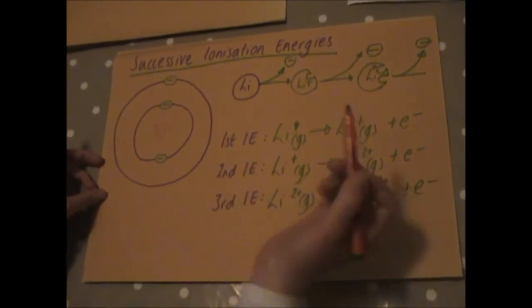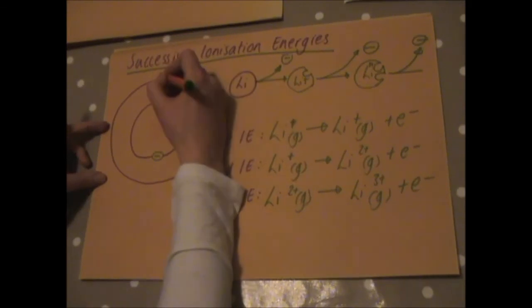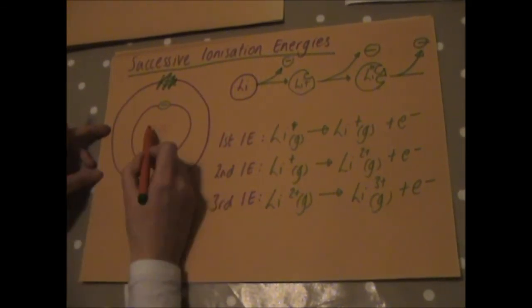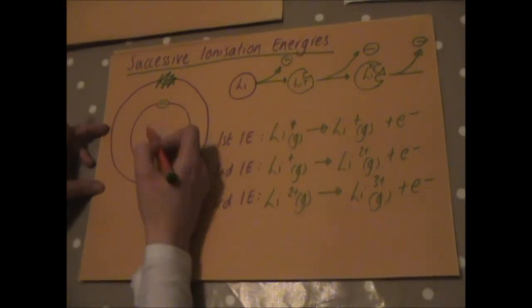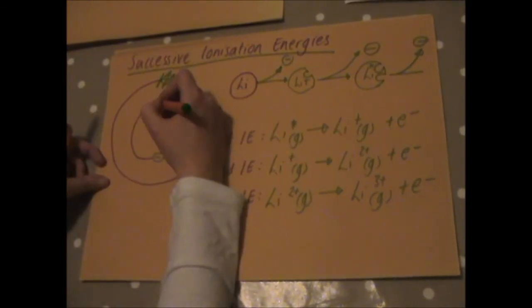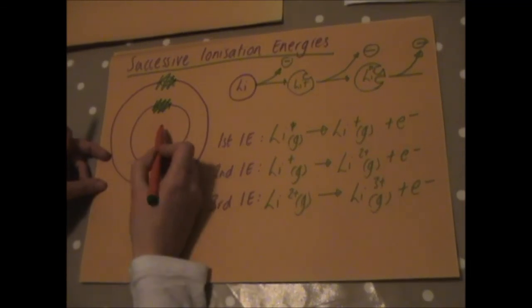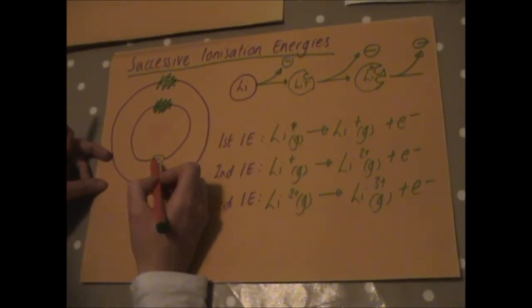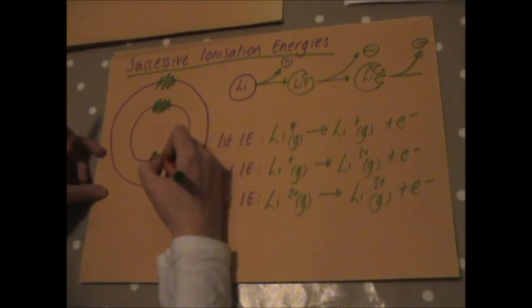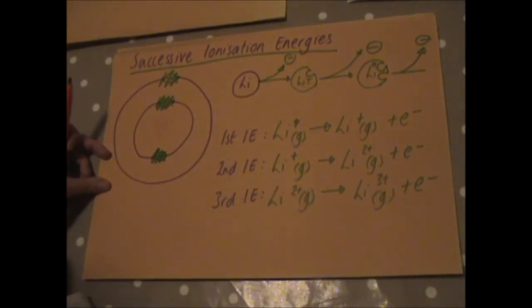Okay, so to start off with, first ionisation energy is getting rid of that electron. So we've got now 3 plus and 2 minus, giving it a +1 charge overall. Then we remove one of the electrons from the inner shell. Now we've got 3 plus and 1 minus, so we've made lithium 2 plus overall. And we can pull off that third electron to make lithium 3 plus.